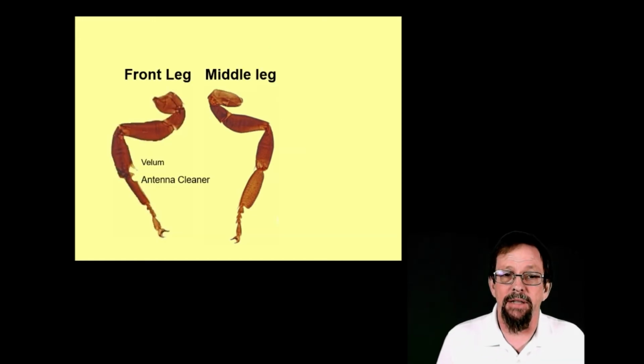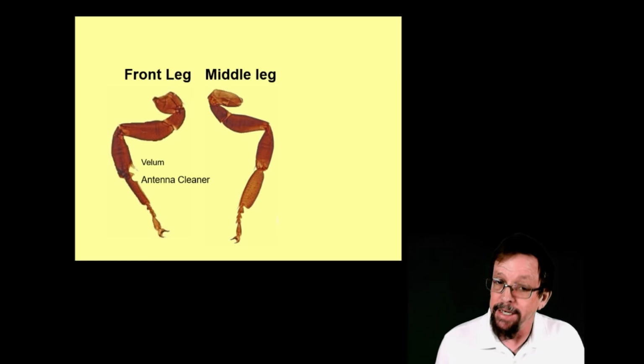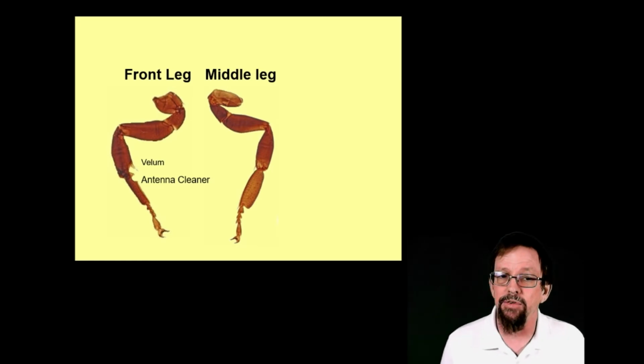So let's talk about the legs. The front leg has what's called an antenna cleaner along with a velum. This is used to clean the antennas, and it's very important for the bees to maintain clean antennas because that is one of their major sensory organs, so that when they go into the hive, again, that's a dark area, and they use that clean antenna to help them navigate through the hive. Both the front legs and the middle legs are covered with hairs which actually attach pollen.